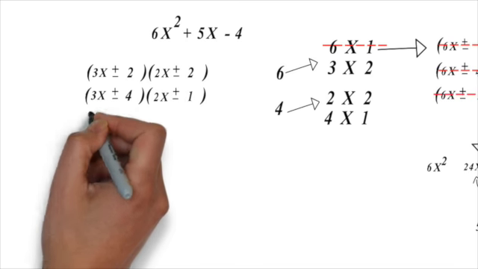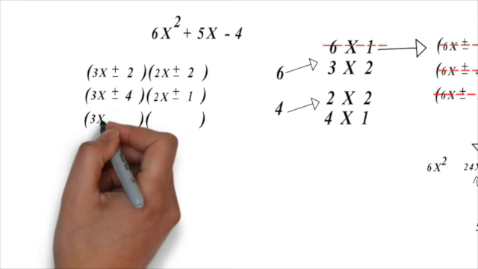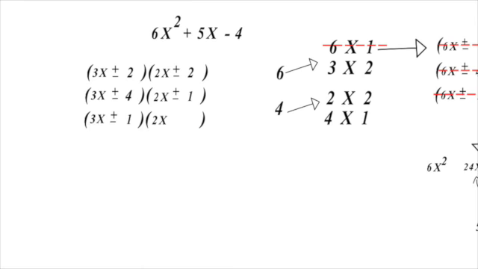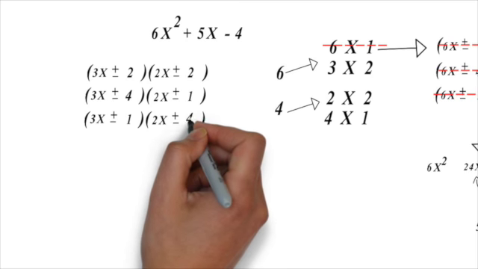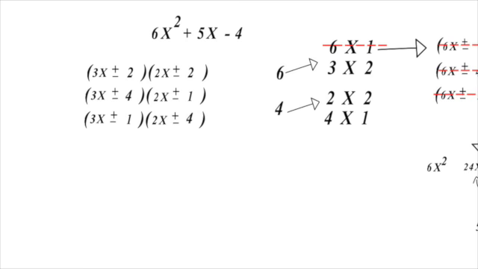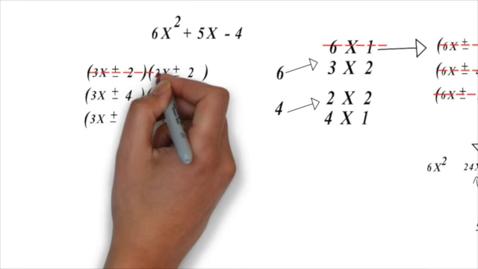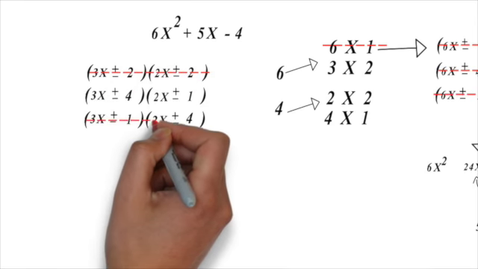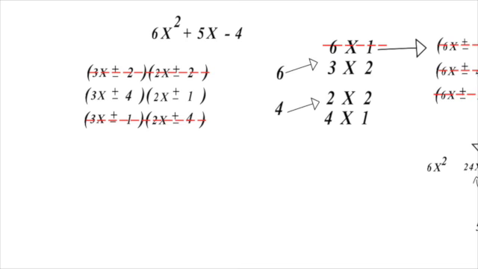We have 3x plus or minus 2 times the quantity 2x plus or minus 2. Then we have 3x plus or minus 4 times the quantity 2x plus or minus 1. And then we have the 3x plus or minus 1 times the 2x plus or minus 4. We can now eliminate the first and third options because these show that they have a GCF when we know that there is not one from the original problem. Now we are left with our only option, 3x plus or minus 4, and 2x plus or minus 1.